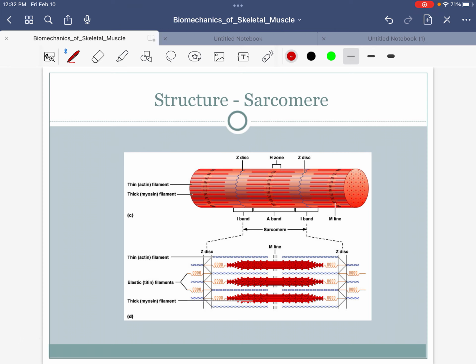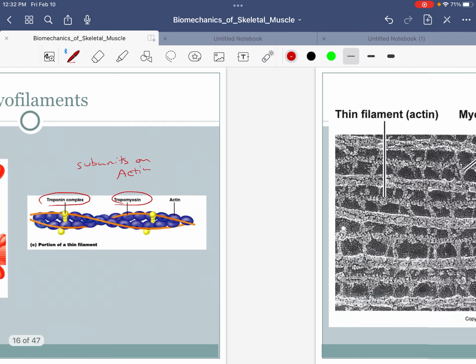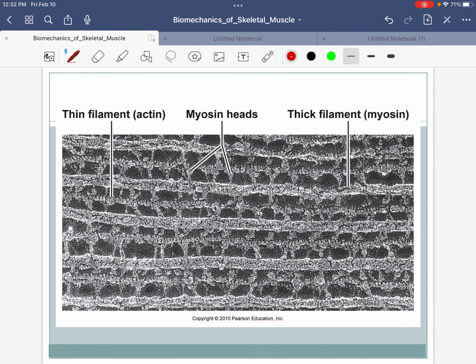For me, you don't need to know the sarcomere labeling, so you don't need to know the Z-disc or the H-zone or the I-band. I would rather us put our study efforts towards something else. You don't need to know those.